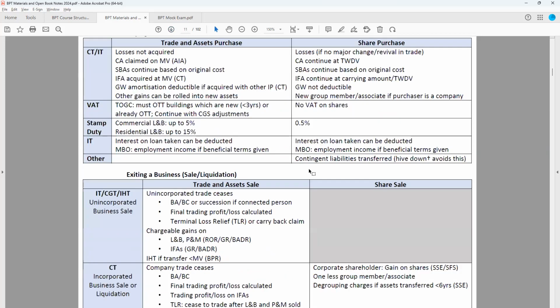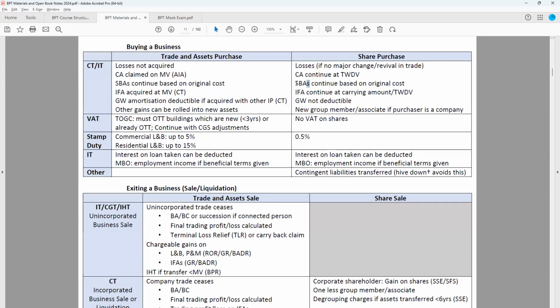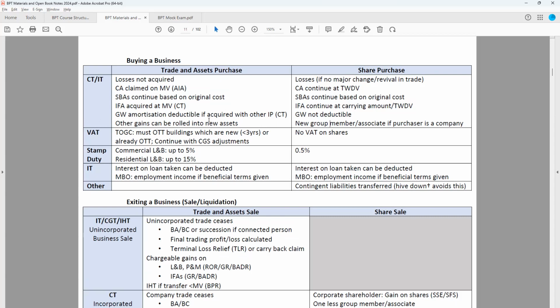So selling a business and buying a business, some of these points will be relevant, but SBAs are relevant if there's buildings in the company. Intangibles points are relevant if there's intangible assets in the company. So always make sure you're applying it to the specific scenario. And these are particularly useful for these common exam scenarios, exiting a business or buying a business, for example.